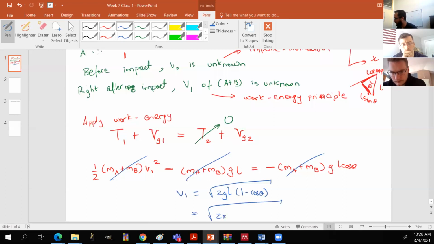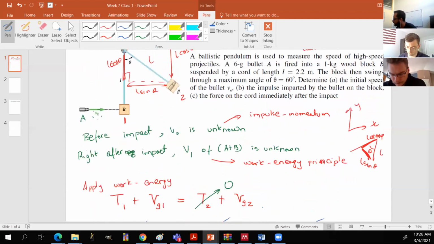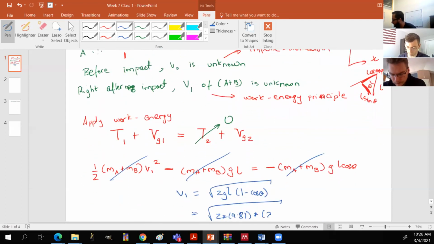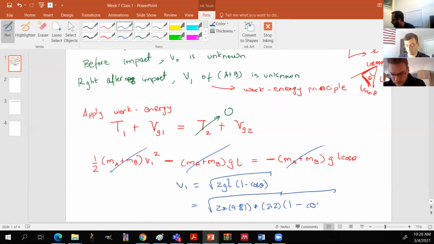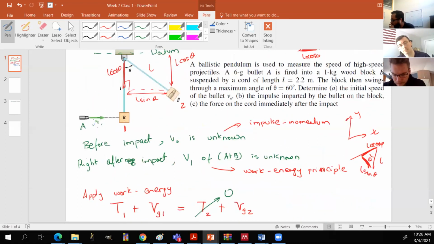Square root of 2 times 9.81 times L, which is 2.2 meters. Make sure all the units are correct. Here it's meters, times 1 minus cosine theta, where theta is 60 degrees. So 1 minus cosine 60 degrees. This ends up being equal to 4.646 meters per second. So this is my second expression where I found V1, but I don't need to know V1. I need to know what V0 is.